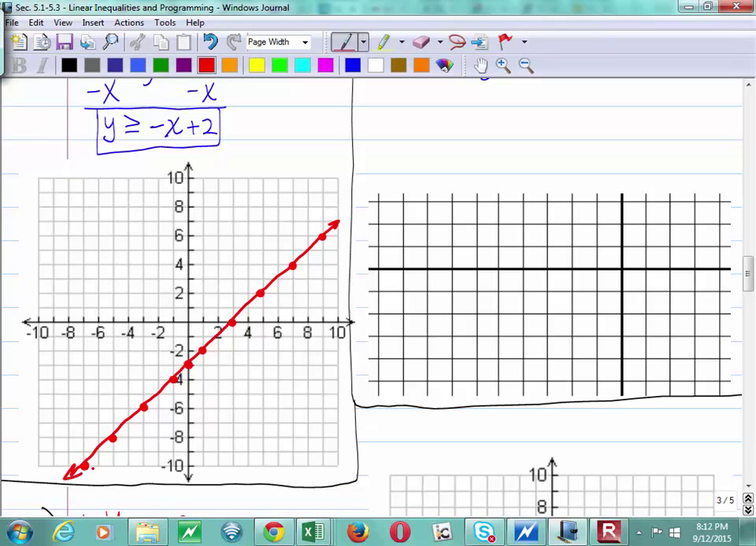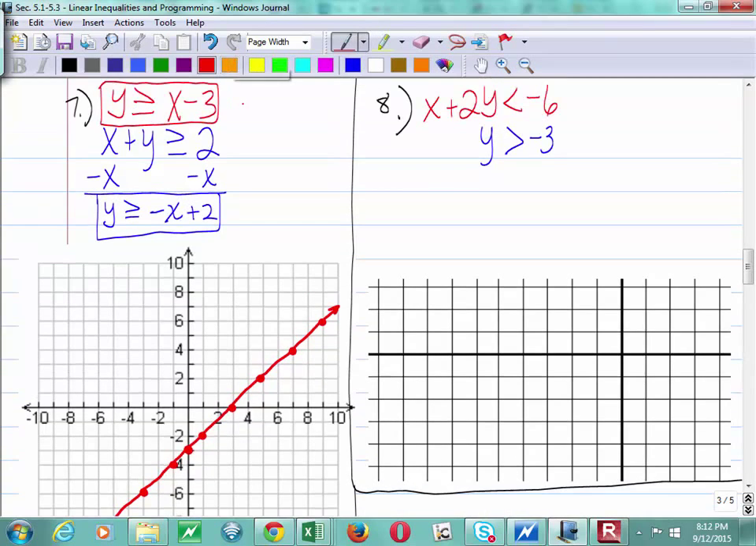Okay. Now, if you don't have different colored pens, and hopefully you're doing this on a piece of paper, you might want to do something like label your lines as A and B, so that will help you to not get them confused. Alright, now with this one it's greater than, so that means we would shade above the line.